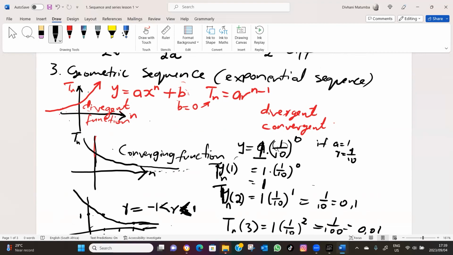I forgot to write when R is greater than or equal to 1. You get that.